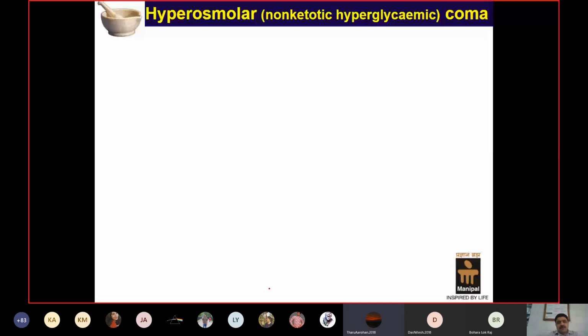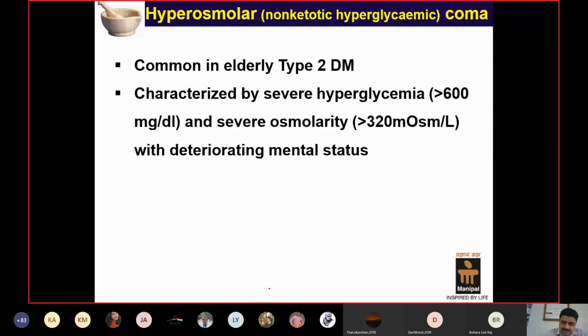Okay, sir. Now next is hyperosmolar, or what we say non-ketotic hyperglycemic coma. This is a hyperosmolar state. There is hyperglycemia and hyperosmolarity, but there are no ketone bodies, and this is more common in elderly type 2 diabetes mellitus, which is characterized by severe hyperglycemia and severe osmolarity. Once you correct this hyperglycemia, automatically the osmolarity will slowly be corrected.